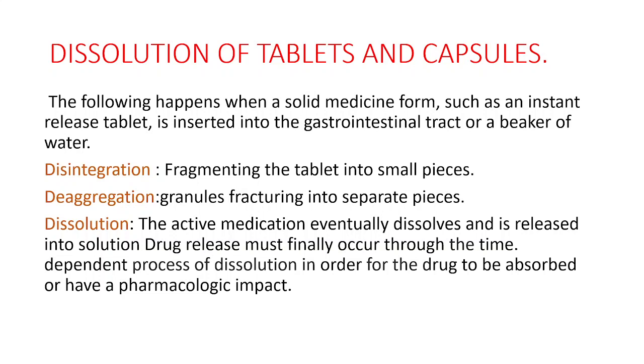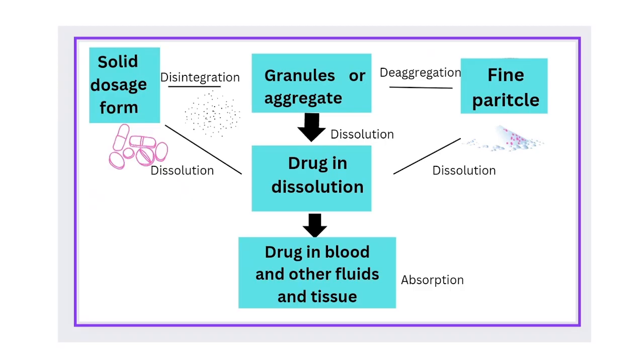Drug release must finally occur through time. It's a dissolution-dependent process in order for the drug to be absorbed or have a pharmacological impact. The solid dosage form disintegrates into granules or aggregates, and these deaggregate into fine particles. So the granules get into dissolution, that is one phase, and then the drug in solution reaches the blood and other fluids and tissues. This is the flow chart of drug dissolution.